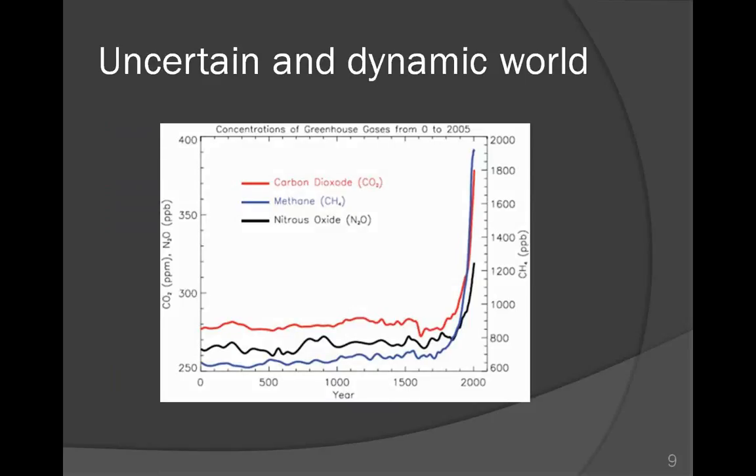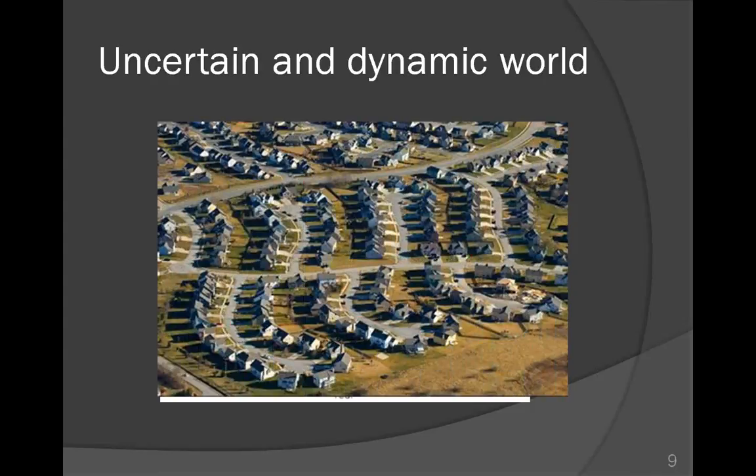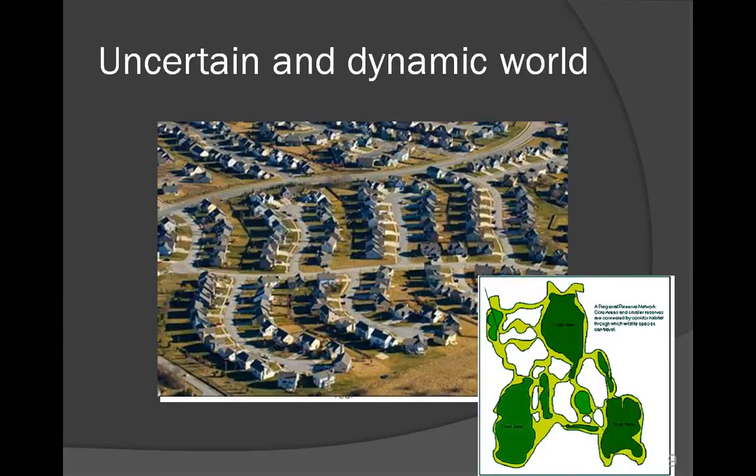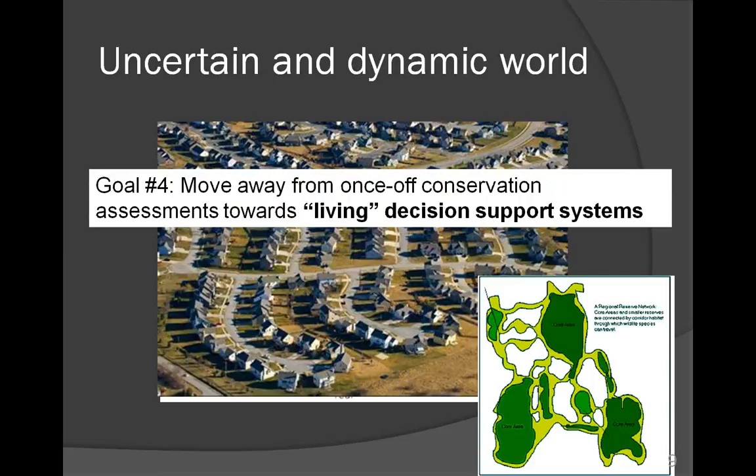Secondly, we live in an uncertain and dynamic world where these conservation plans get outdated quickly. We know this slide right here. With greenhouse gases rising, development pushing all sorts of climate change variables, and the political landscape changing so fast, your vision of your ideal conservation network is going to change quickly if you incorporate all those changing variables. So another goal of this decision support system is to move away from once-off conservation assessment toward a living decision support system.